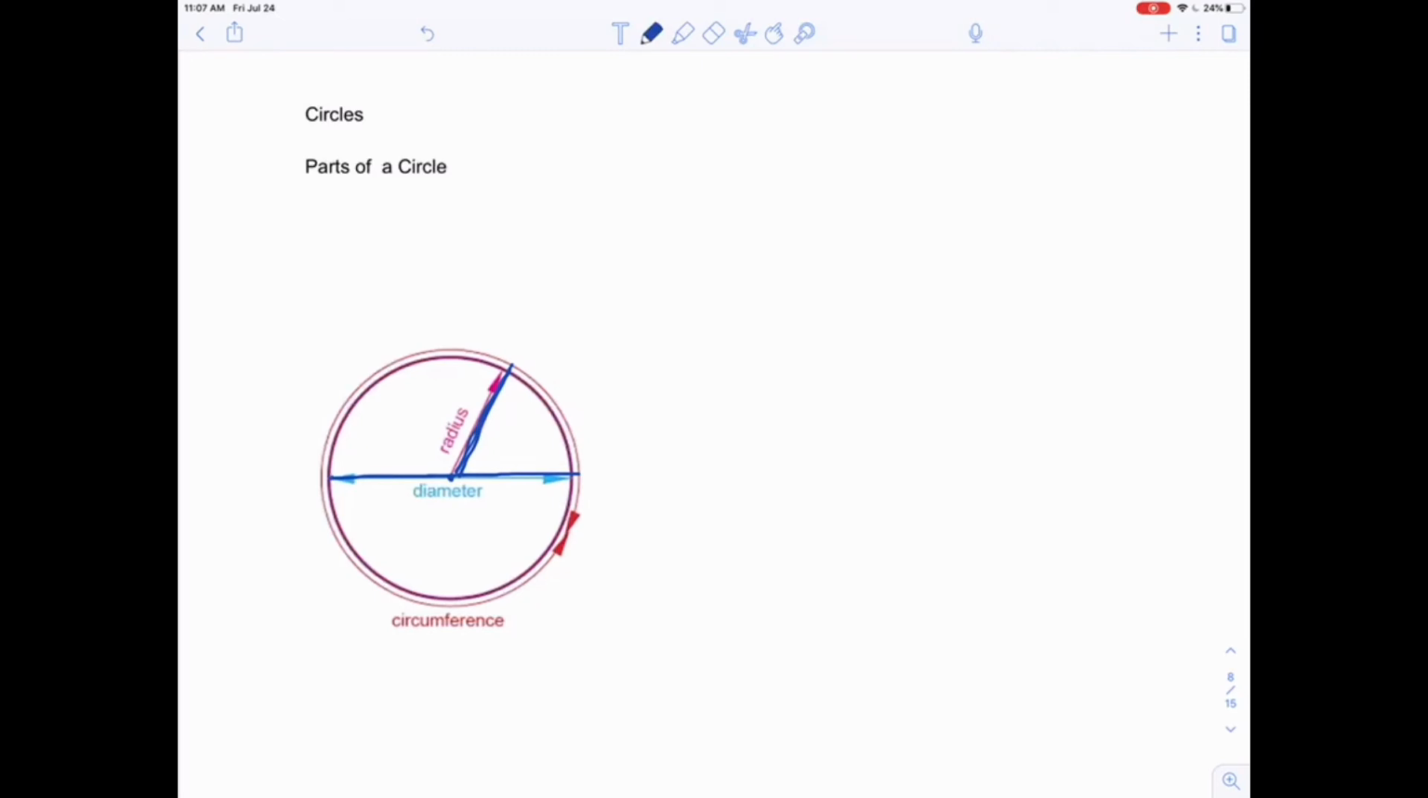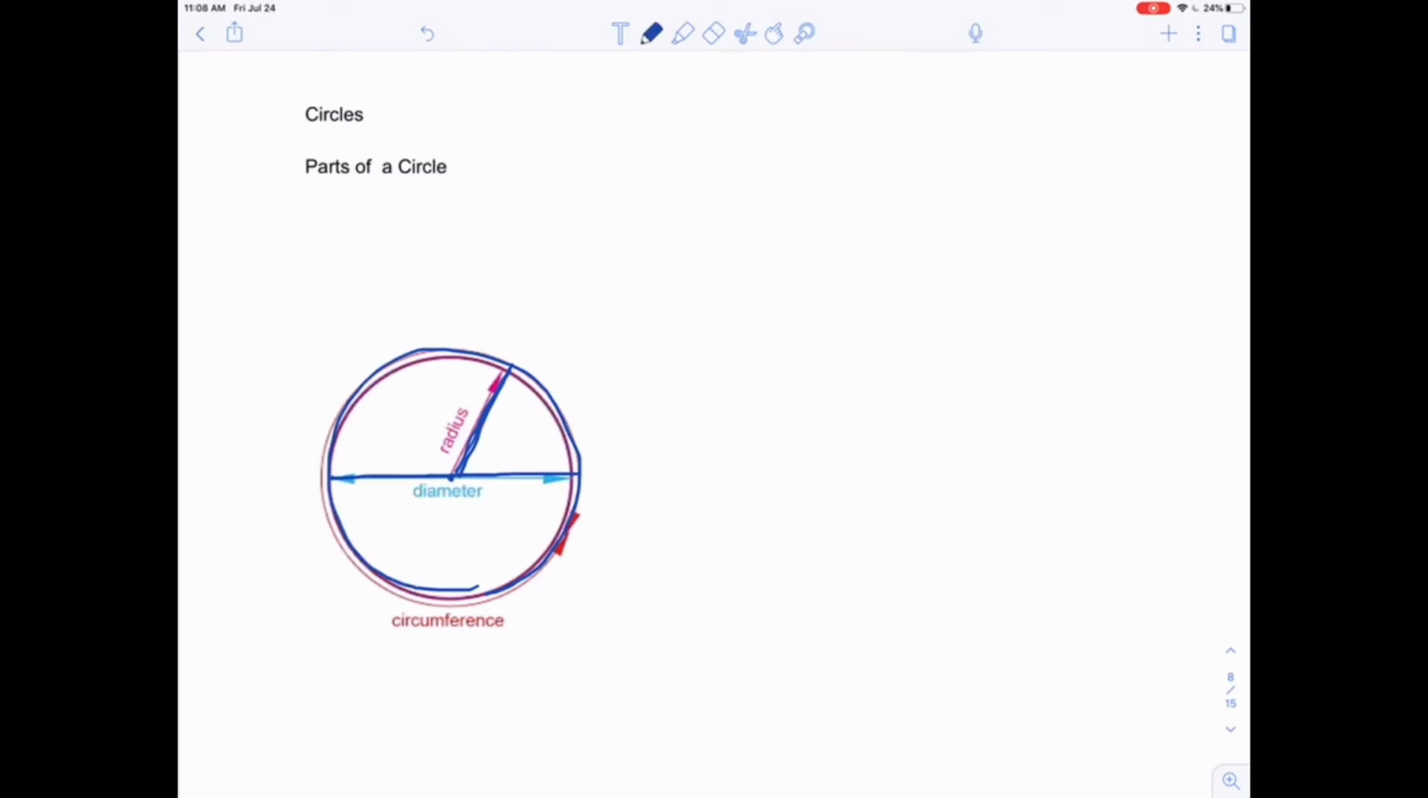Okay, so another thing we want to talk about is understanding what circumference is referring to. Circumference is the measure of the outside of the circle. If we were to take a string and put it on the outside, and then measure that string, that would give us the circumference.